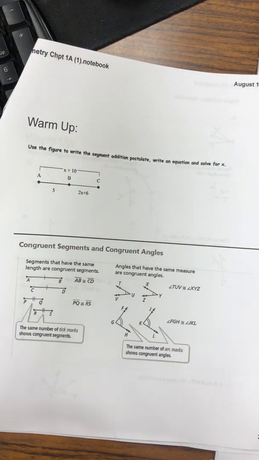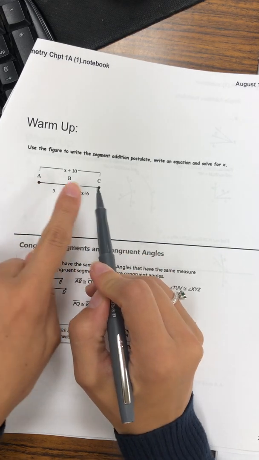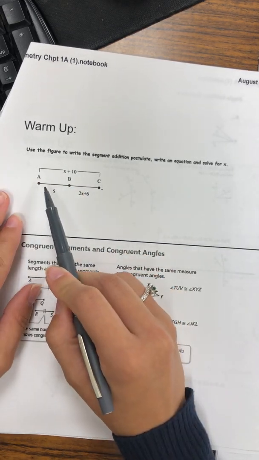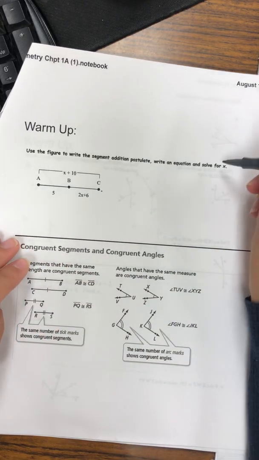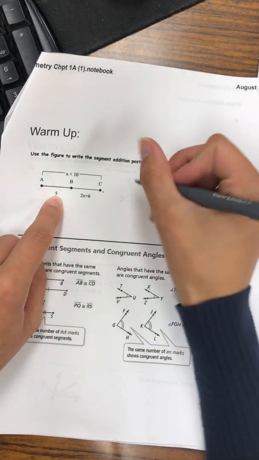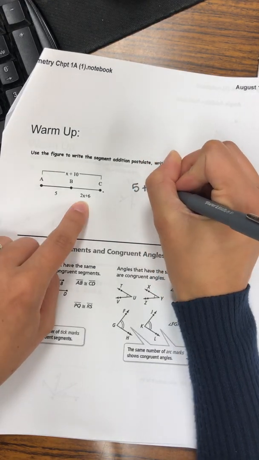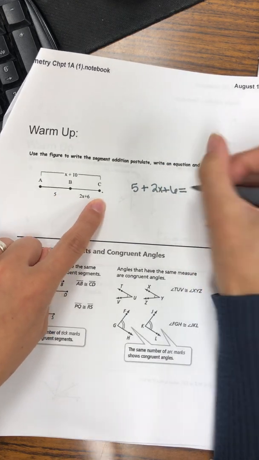I'm on page 3 of your class packet. And first, we're going to start by reviewing the segment addition postulate, which is basically telling us that the two smaller segments added together equals the length of the entire thing. So for this question, it's just asking me to solve for x. So I'm going to take 5 plus the 2x plus 6 equals the length of the entire thing, which is x plus 10.